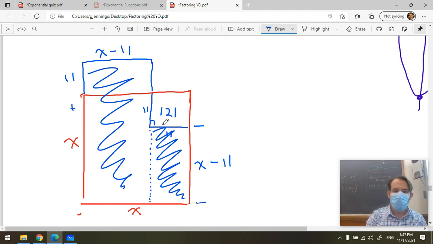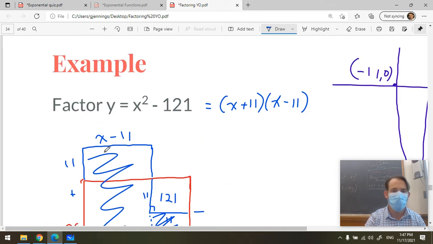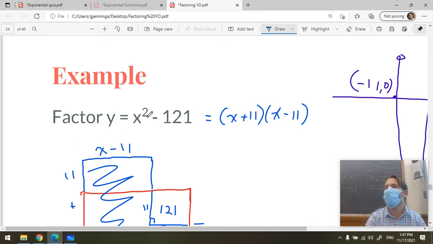I cut this 11 by 11 square out of the x squared. I move this rectangle, which is 11 by x minus 11, and plant it up there. This side length is x plus 11. This side length is x minus 11. The area of that rectangle was the parabola all along.